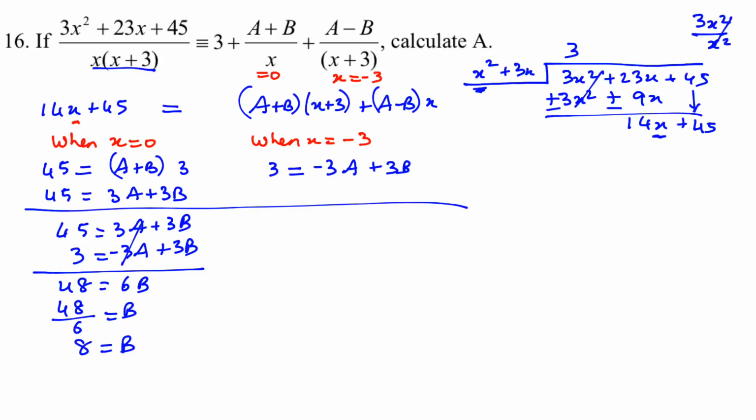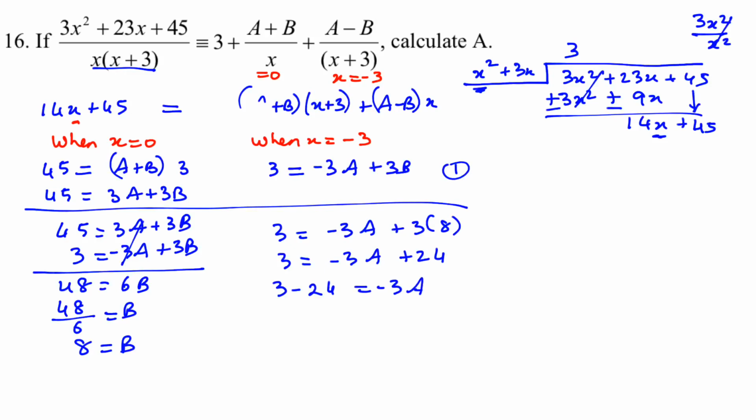But we want to find a. It's better you find a and b both. There was another question in which they had asked to find a, but they had given 1 mark for finding b. The mark scheme is not very correct. So you have to find both a and b. I'm going to replace b in this equation here. So 3 is equal to negative 3a plus 3 times b, which is going to be 8. So 3 is equal to negative 3a plus 24. 3 minus 24 is equal to negative 3a. Negative 21 divided by negative 3 is our a. 7 is a.